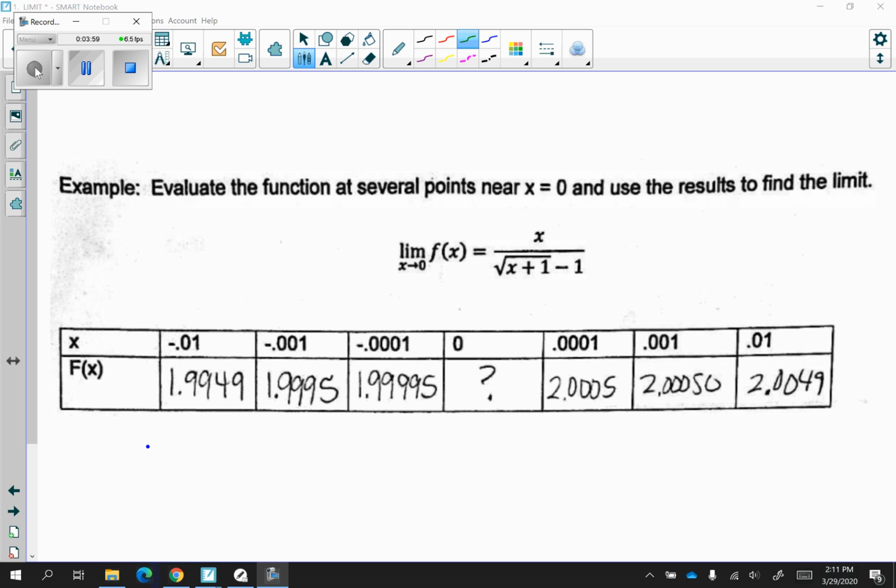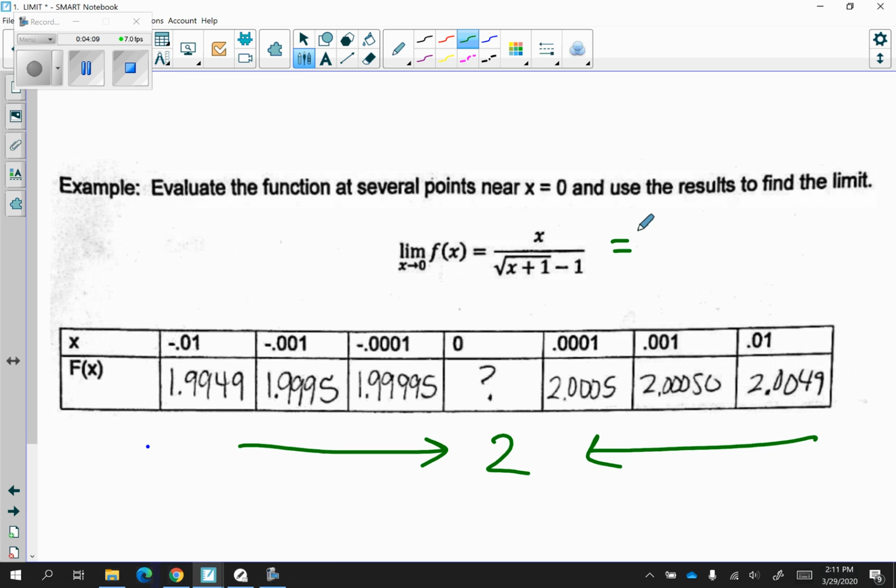Here is the table filled out. If you notice, where is it approaching from the left and from the right? It appears to be approaching 2. So that is the limit.